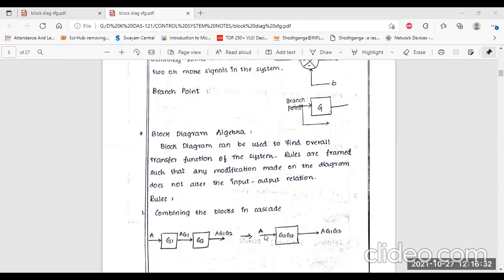Block diagram reduction technique. Reduction means you decrease the different blocks into a cascade system. Now these two controller parts we can combine into one block. So A is the input, G1 G2 is the block, and the output is A G1 G2. The output equations are the same. This is called the block diagram reduction technique. Here two blocks are present, so in this cascade system these two blocks can be combined into one controller or one block system.